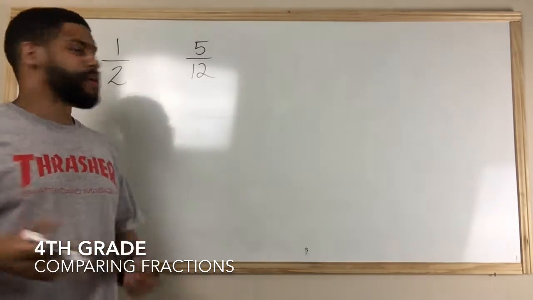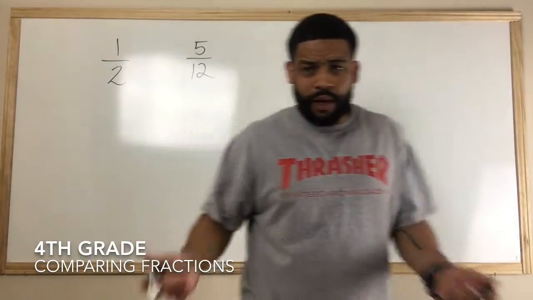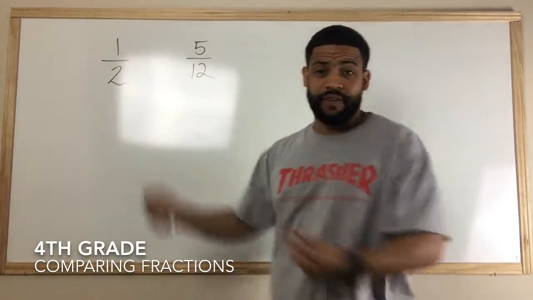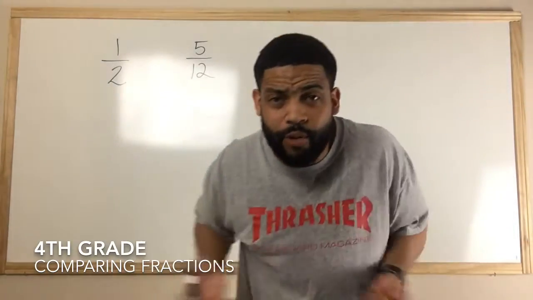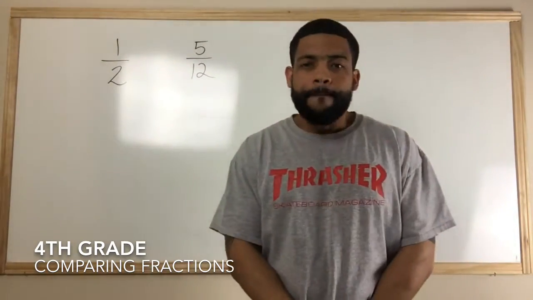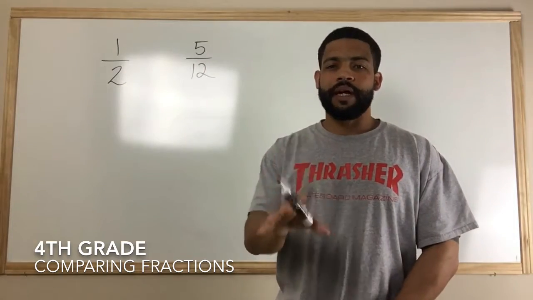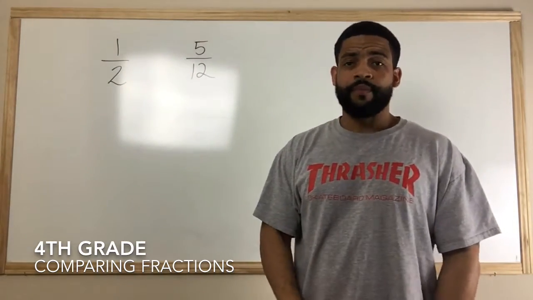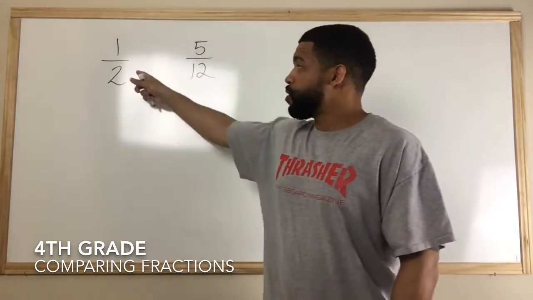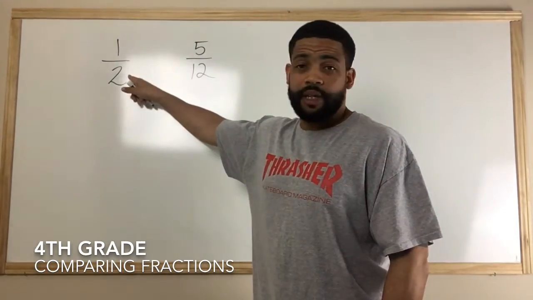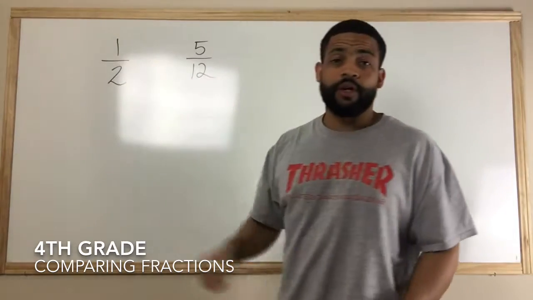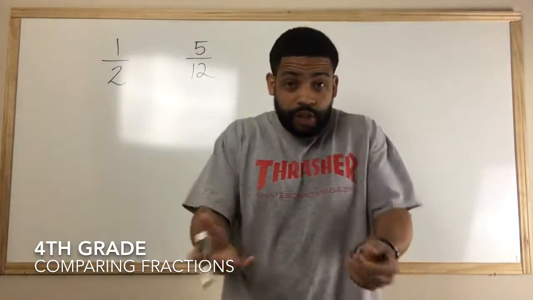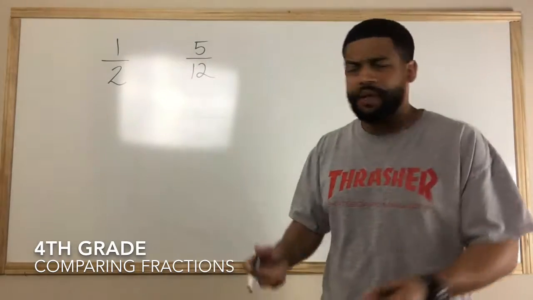Now, in order to compare these, it's kind of hard to compare them right now because they have different denominators and different numerators. And as a young fourth grader, that may be confusing. But we can make them have the same denominator, okay? Because we know that if we do the same thing to the denominator as well as the numerator, then we can generate a fraction equivalence. And once we generate a fraction equivalence, then we can compare them, okay?